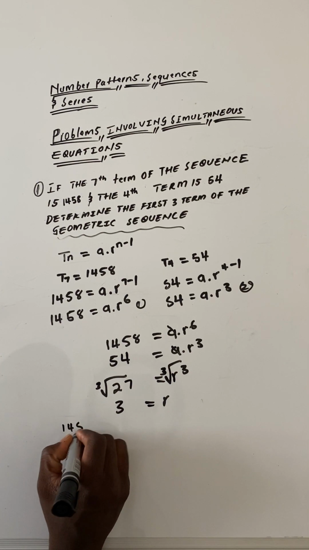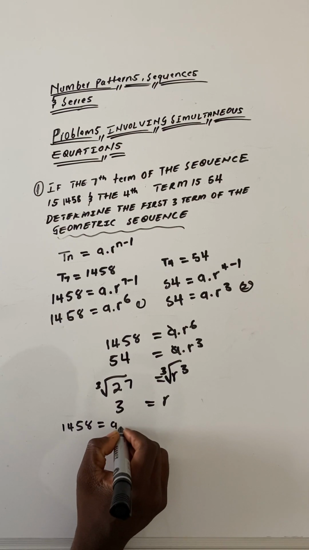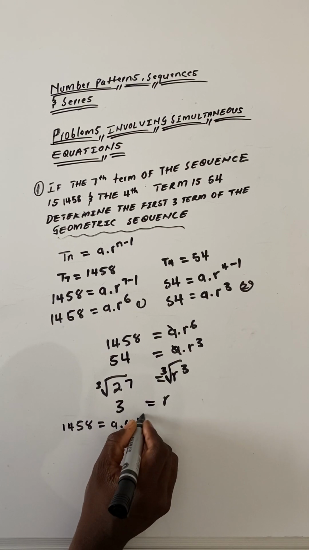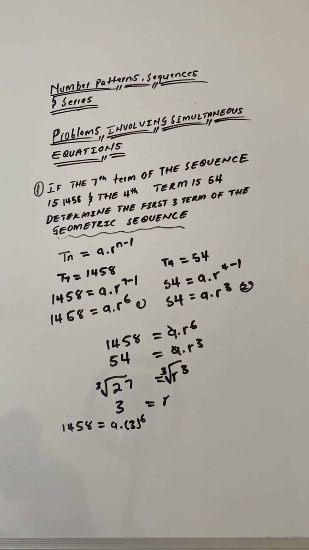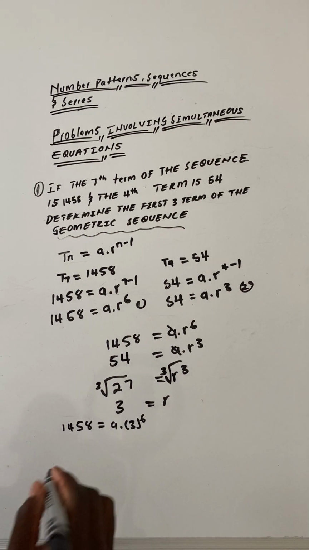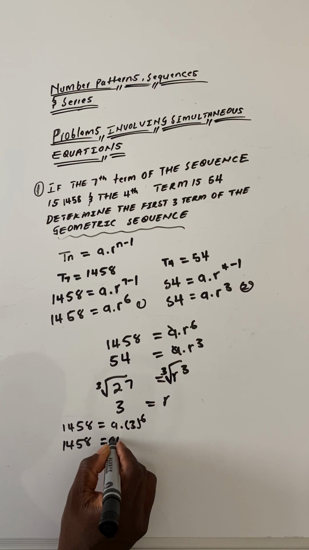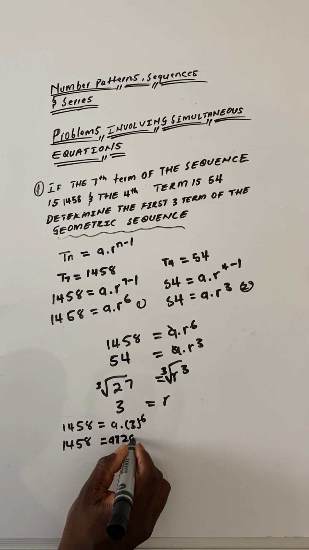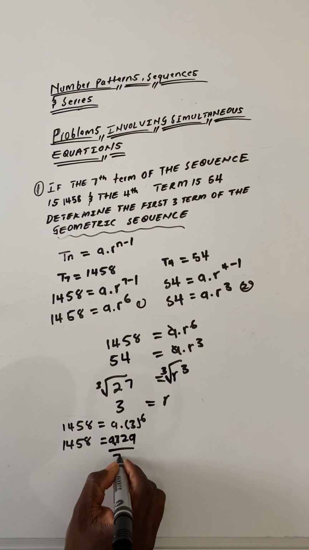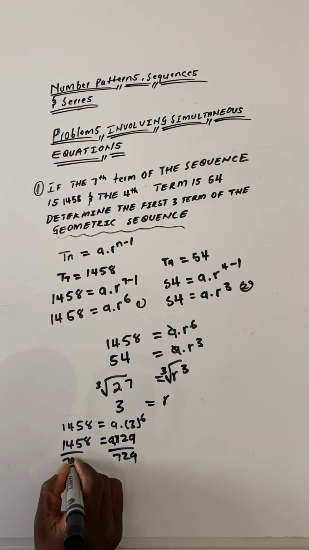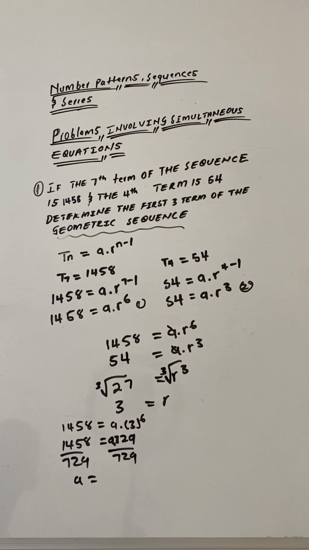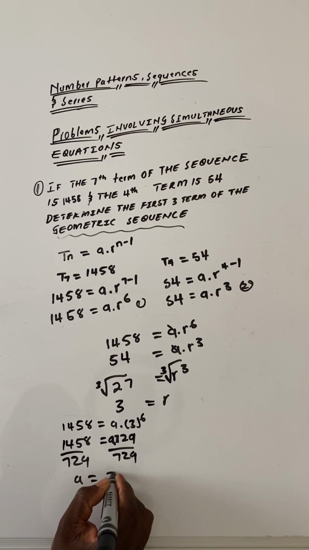So that will be 1458 is equal to A times, what is R? 3 to the power 6. Right. So what is 3 to the power 6? Okay. So now that would be 729. Okay, so 1458 is equal to A times 729. Right, so we divide both sides by 729. So what is A equal to? So A would actually be equal to 1458 divided by 729. So A would actually be equal to 2.